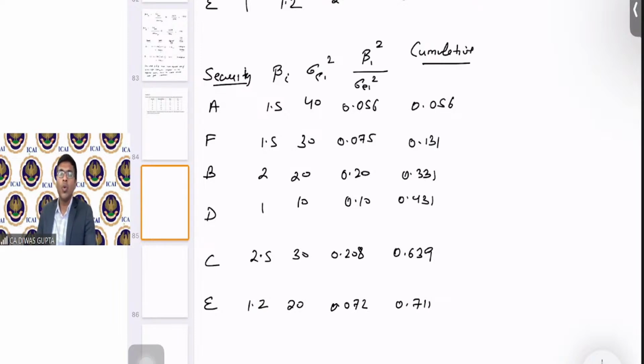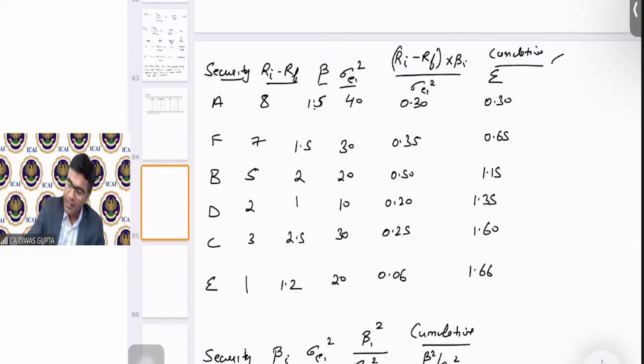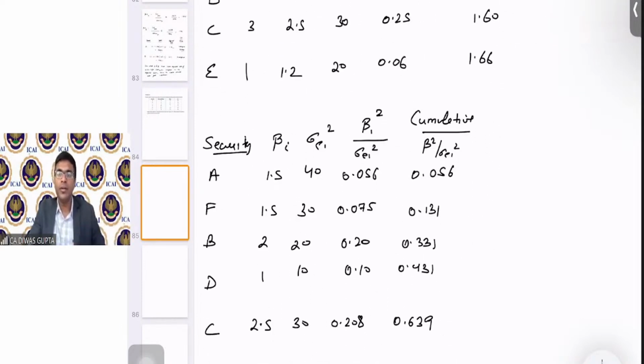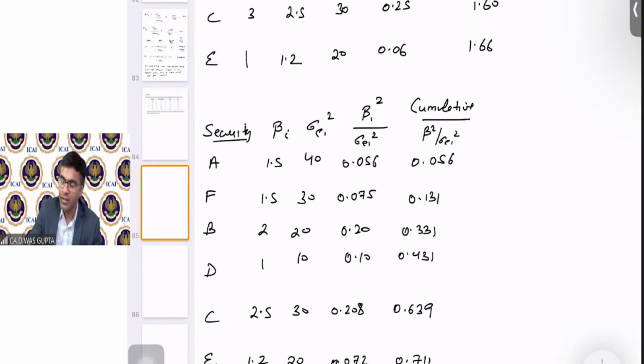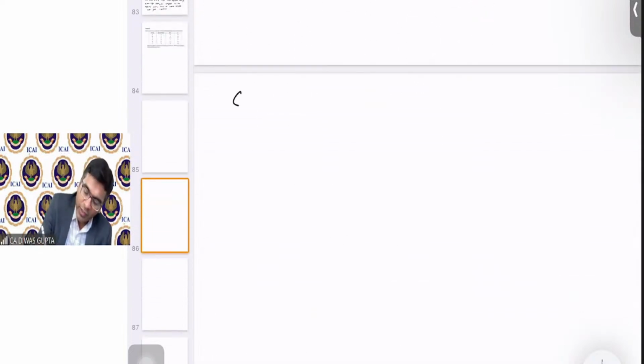Okay. So we have a cumulative of beta square divided by the residual variance square. This is the cumulative column for this. Now we have the cumulative of excess return into beta divided by standard deviation square, and below we have the cumulative of beta square divided by the residual variance. Correct. Now we have to calculate the value of C. Calculation of C value.